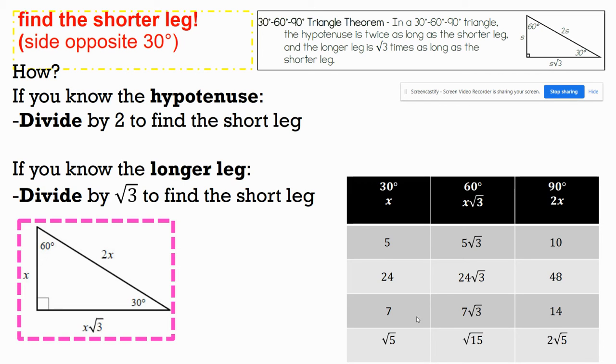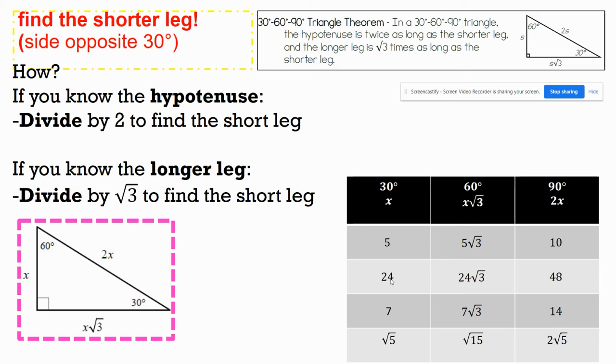So here's a chart. I set up again, and organizing it with the chart is always a good recommendation. I've got 30, 60, 90, and I write my formula: x, x times the square root of 3, 2x. So this is my relationship. If the short leg was 5, the long leg is 5 times the square root of 3, and the hypotenuse is double the short leg. So 5 times 2 is 10.